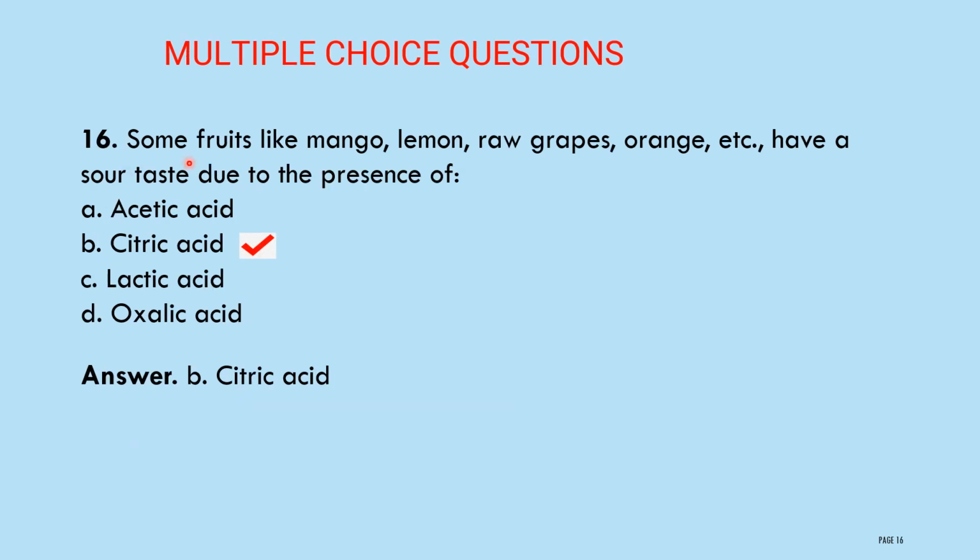Question number 16. Some fruits like mango, lemon, raw grapes, oranges, etc. have a sour taste due to the presence of: option A, acetic acid; option B, citric acid; option C, lactic acid; option D, oxalic acid. The correct answer for this question is citric acid. Almost all the fruits like mango, lemon, raw grapes, orange contain citric acid. Therefore, they show the sour taste.